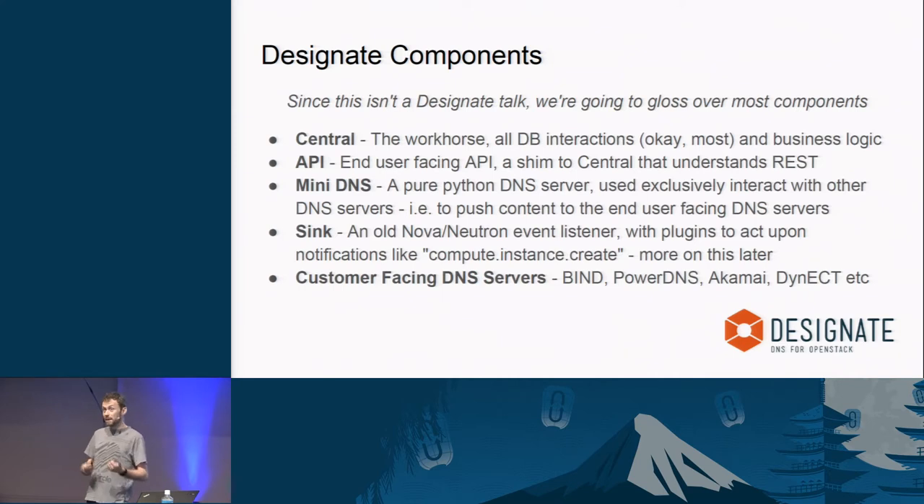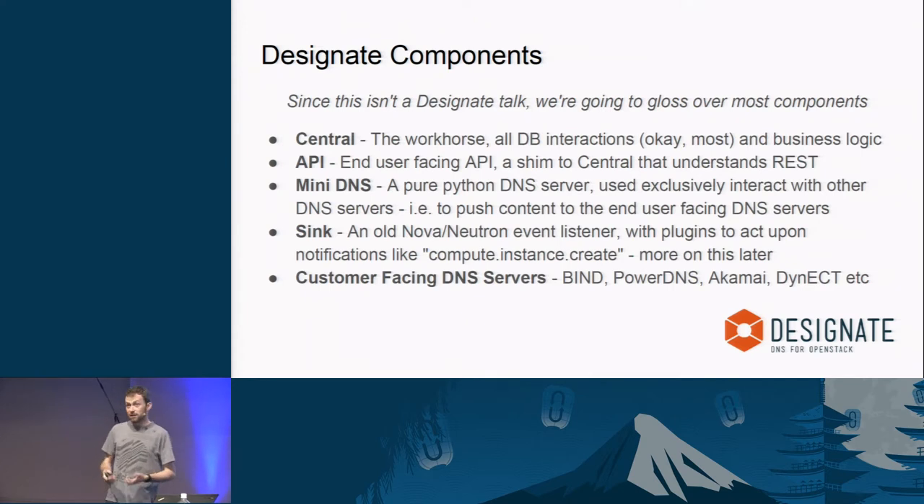We have MiniDNS, which is a pure Python DNS server. So you would never point a customer at this. You would never point an end user at this. What you do instead is point your PowerDNS or Akamai at it. PowerDNS, Akamai, Bind, they will slave the zone from us. So for simplicity, rather than reinventing the wheel for each DNS server, it turns out there's a standard way of pushing zone content into DNS servers called a zone transfer. So we decided we were going to implement that in Python rather than implement something that we'd call RNDC and render zone files, something that we'd call PowerDNS's database, something that will sync with Akamai's API. So we decided to try and keep that simple.